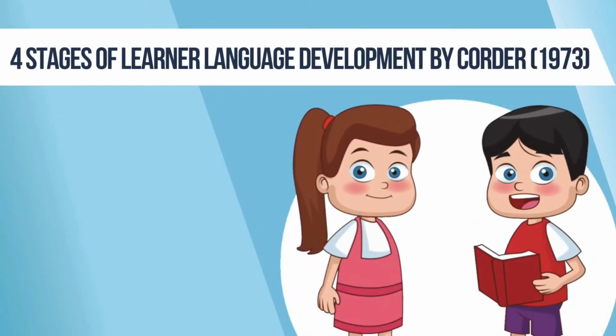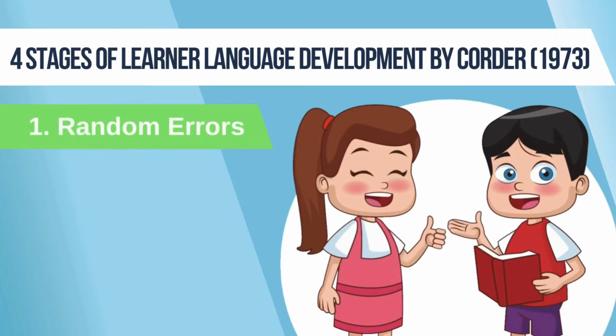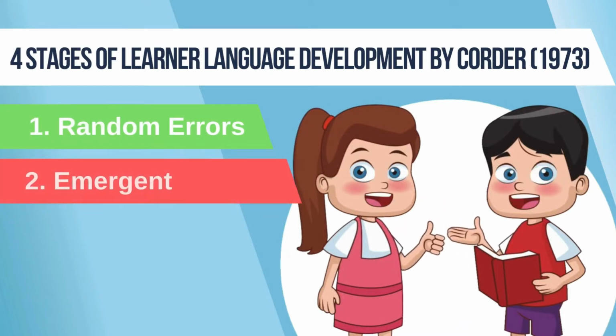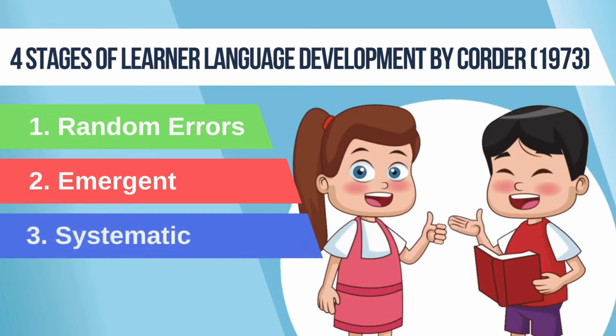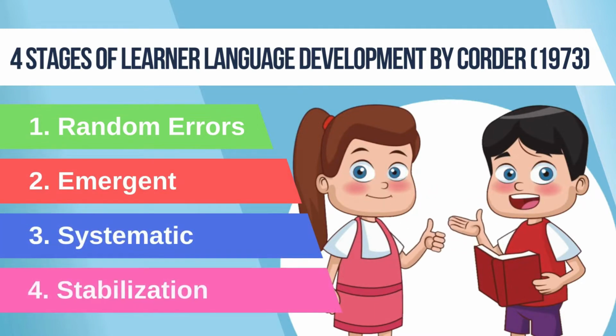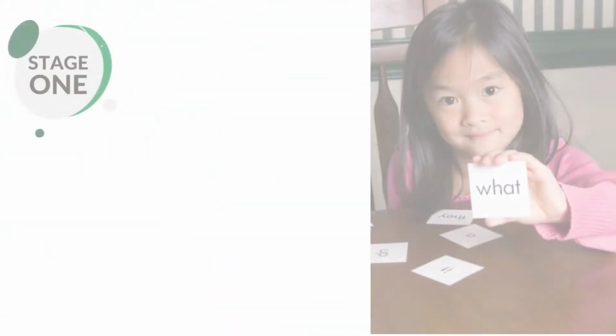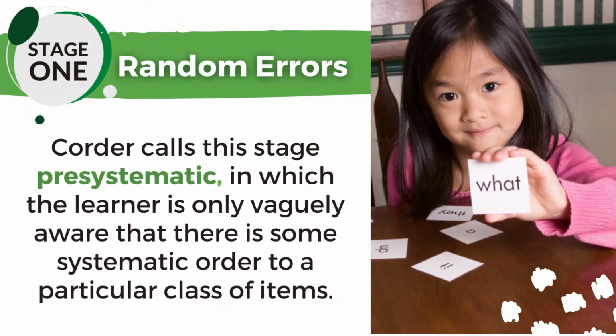Four stages of learner language development by Corder. First is random errors. Second, emergent. Third, systematic. And fourth, stabilization. The first stage is random errors.